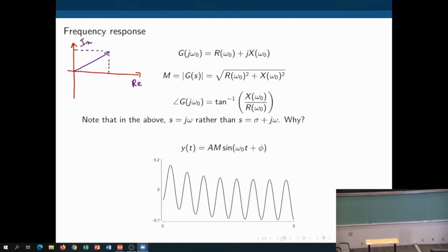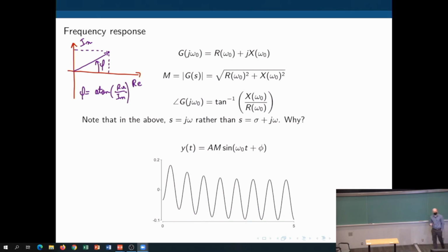The distance here from the center of the S-plane to the point is the magnitude. And that is just the square root of real plus imaginary, both squared, isn't it? And the angle, the phase, is simply this angle here, which can be calculated as the inverse tangent of the real divided by the imaginary part. That's where it comes from.